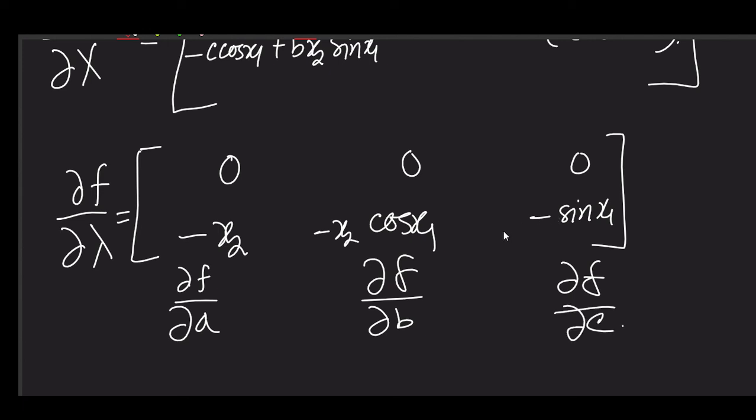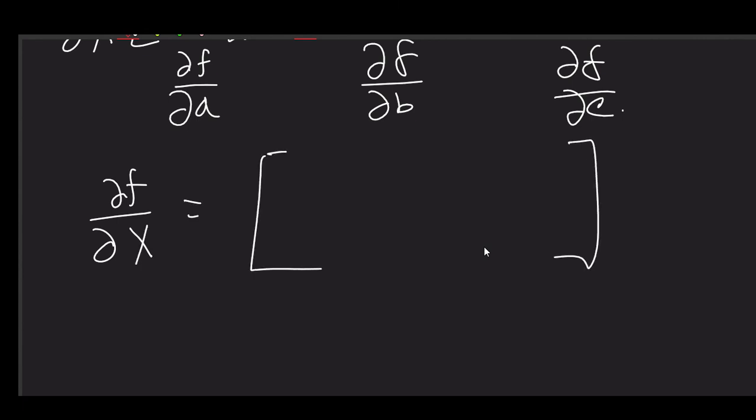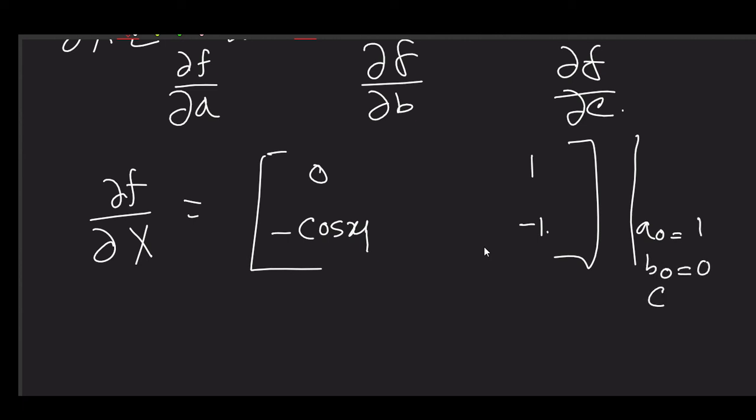Now, if you have this, then you can see the nominal model for del f del x is what? That is, and this is for a naught equal to 1, b naught equal to 0, and c naught equal to 1.